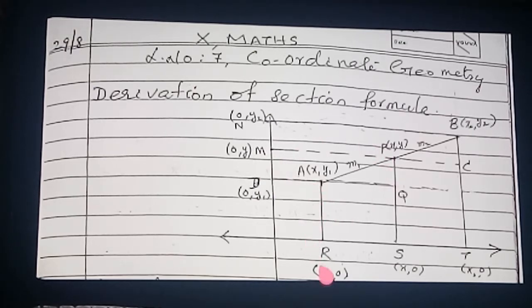Okay. Therefore, the coordinates of R will be, since it is on the x-axis, (x1, 0), the coordinates of S will be (x, 0), and this will be (x2, 0). And similarly here also (0, y1), here (0, y), and this will be (0, y2). Whichever point we draw the perpendicular from, it gives the y coordinate. Okay. So that we can find out the value of RS.